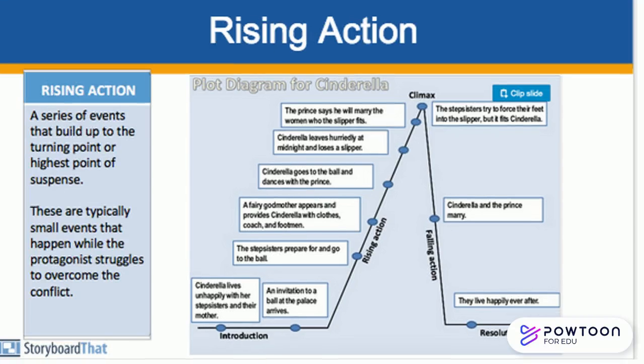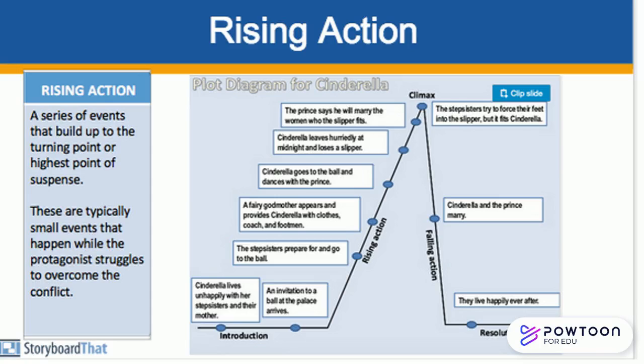The rising action occurs after the exposition, and you get to know more about the plot. This is a series of events that lead up to the turning point or the highest point of suspense. This particularly happens when the protagonist is struggling to overcome the conflict of the story.